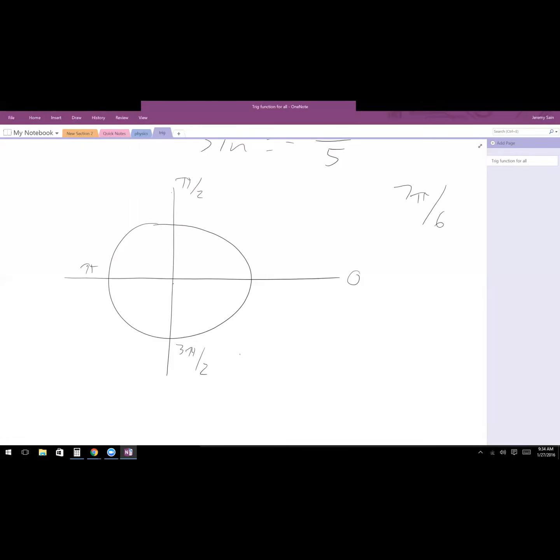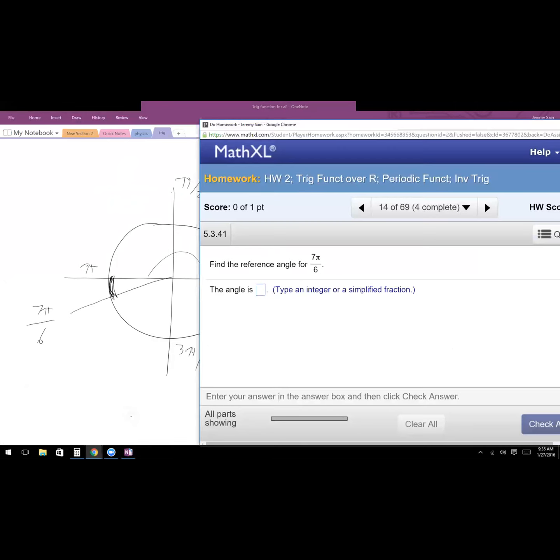Yeah, say on quadrant 3. This is like 1 1/6. So, boop. 7 pi over 6. So my reference angle is going to be this guy. So 7 pi over 6 minus from here to here is pi, which is 6 pi over 6 is pi over 6. Boom. Dude, that was as easy as pi over 6.